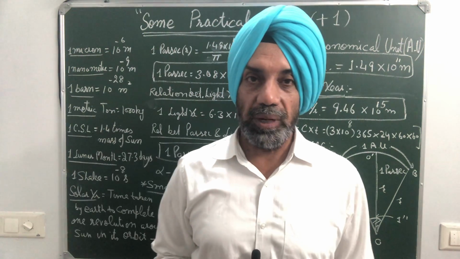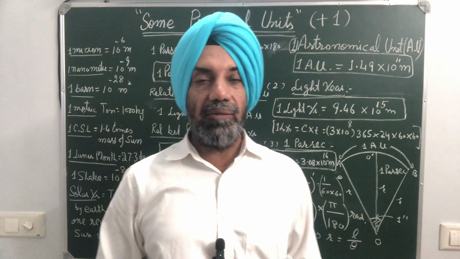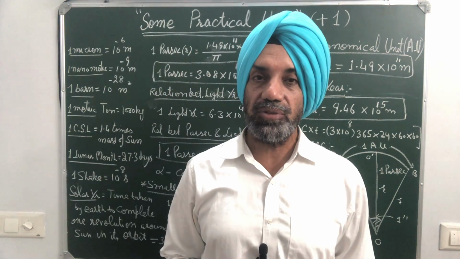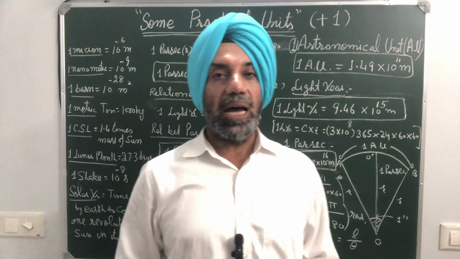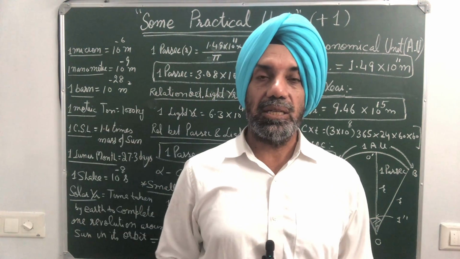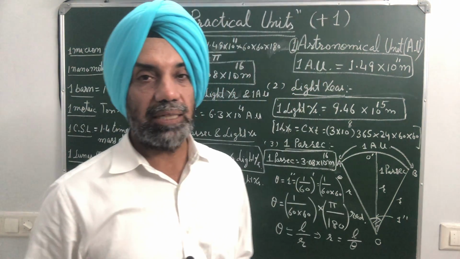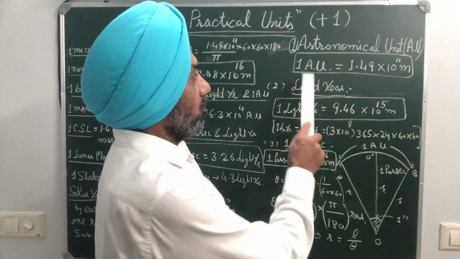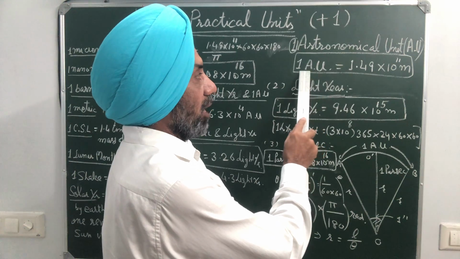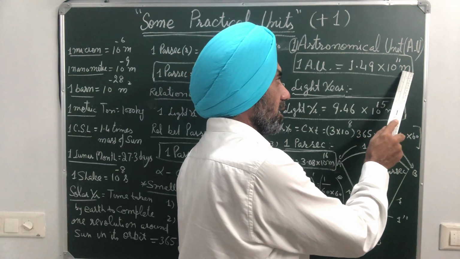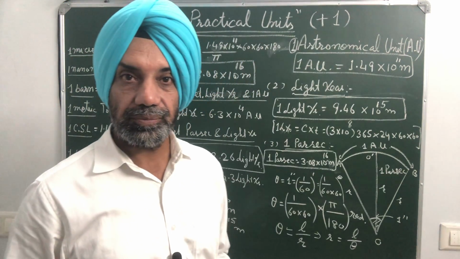One astronomical unit is defined as the average distance between the center of the earth and the center of the sun, because earth revolves around the sun in an elliptical orbit. So the average distance between the centers of earth and sun is known as 1 astronomical unit, and its value has been calculated as 1 AU is equal to 1.49 × 10^11 meter.